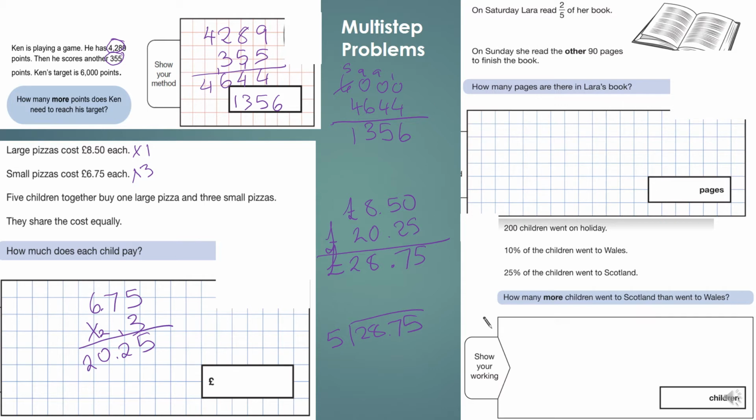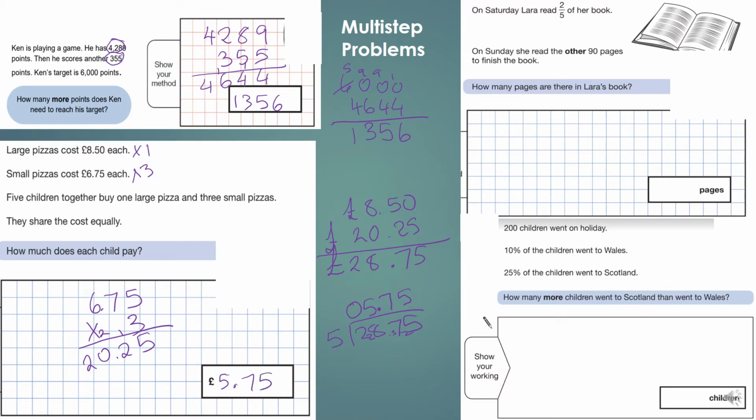So 5 doesn't go into 2, it becomes 28. 5 into 28 is 5 times, and there's 3 left over. 5 into 37 goes 7 times, 2 left over, and 5 into 25 goes 5 times. So each child pays £5.75.